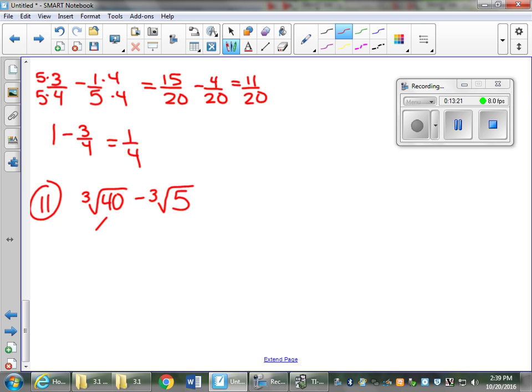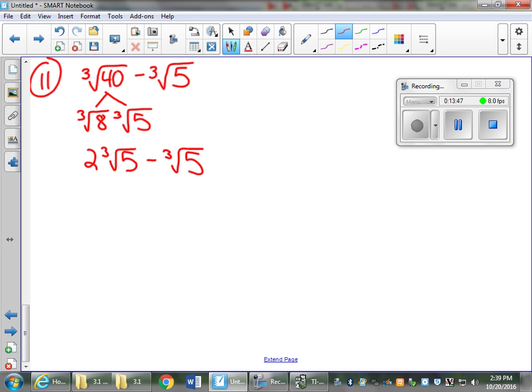I can break that down into a perfect cube multiplied by another number. So our perfect cubes are 1, 8, 27, 64, etc. So I can break this into 8 times 5. That'll become 2 cube roots of 5 minus 1 cube root of 5.